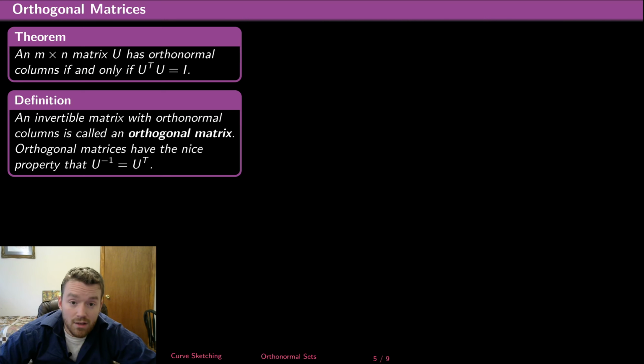That will tell me that the vectors are orthonormal and that the vectors form some sort of basis for the set they span. A definition for you, an invertible matrix with orthonormal columns is called an orthogonal matrix. Orthogonal matrices have a nice property that U inverse is equal to U transpose.